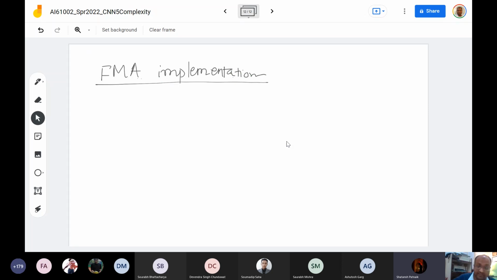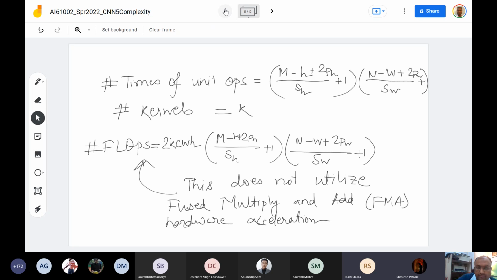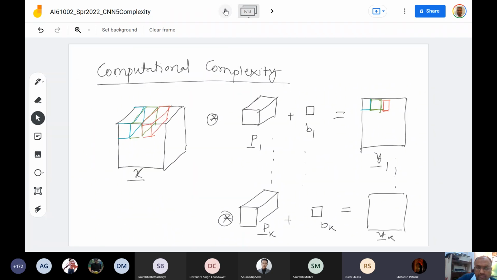So I didn't get what you mean by unit operations. Those outputs y1, y2 were the outputs, and what are we doing with those outputs?